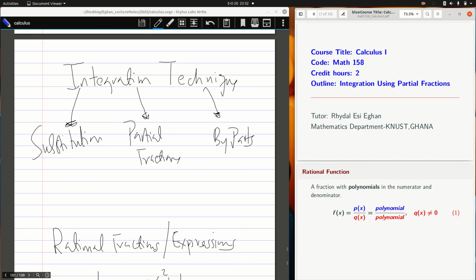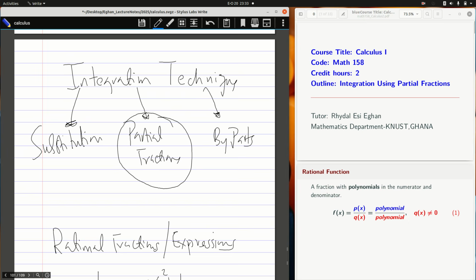Hello everyone, I hope you've been well on our calculus series, and I hope everything is going on smoothly with your understanding of it. We are still on the integration technique, and today I'm going to take partial fractions. Then the subsequent ones we are going to take integration by parts.